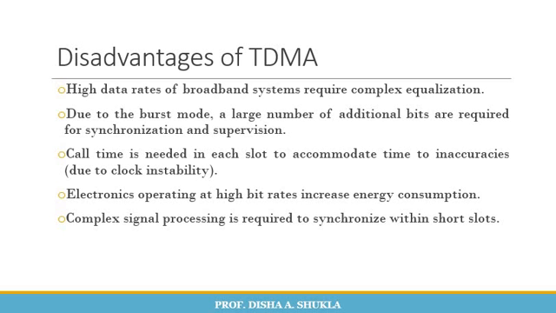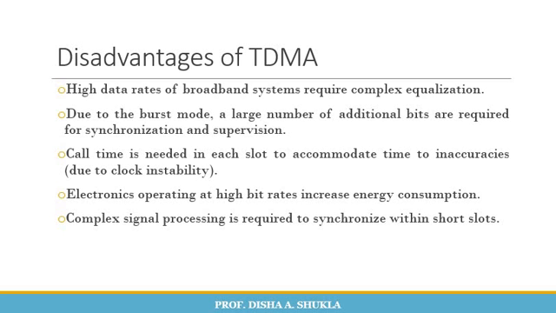Guard time is needed in each slot to accommodate timing inaccuracies that are due to clock instability. Due to the clock instability, it is required to set some guard time in each of the slots, so that if there is some variation in the clock or the clock is unstable, your transmission is not affected due to that. Electronics operating at a high bit rate increase the energy consumption.